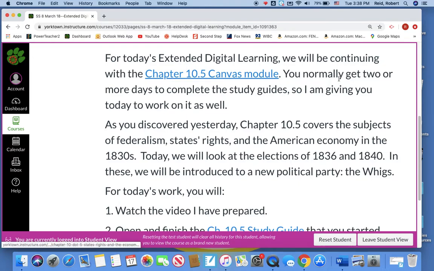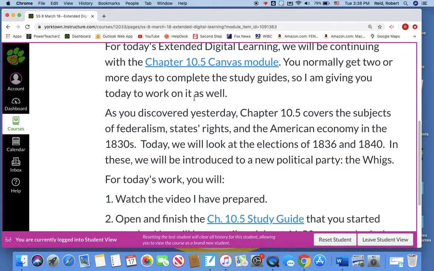Like I said here, it says you usually get 2 or more days to complete study guides I give you. So, to be fair, not only did you have Tuesday to work on it, but you will have Wednesday to work on the 10.5 study guide as well.